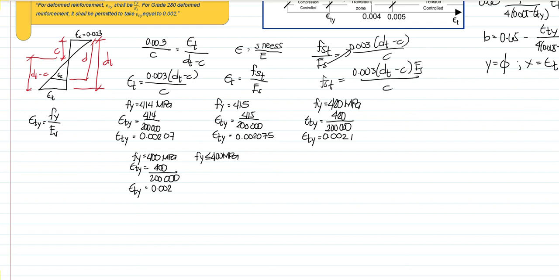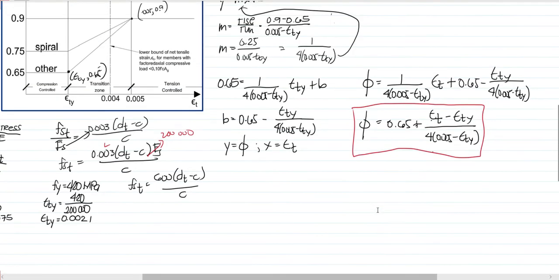Si ES, that is 200,000 megapascal. So, ibig sabihin, pag i-multiply natin yan kay 0.003, ang lalabas na equation will be FST is equal to 600 times dt minus C over C. So, ibig sabihin, ito rin is isang factor na pwede natin gamitin para makuha si net tensile strain. Kasi makukuha na natin yung net tensile stress dun sa first layer nung reinforcement natin.